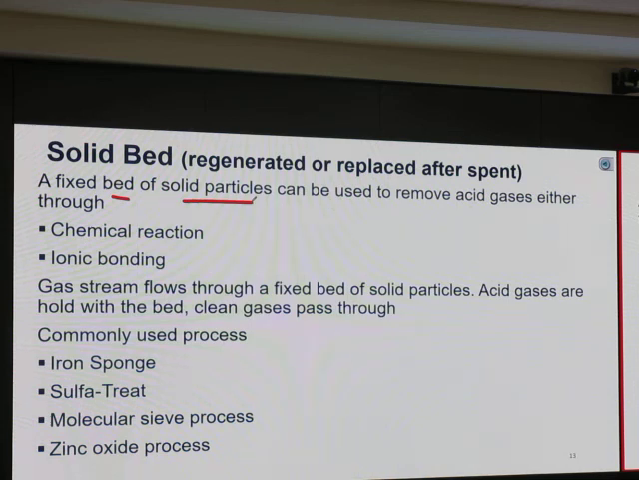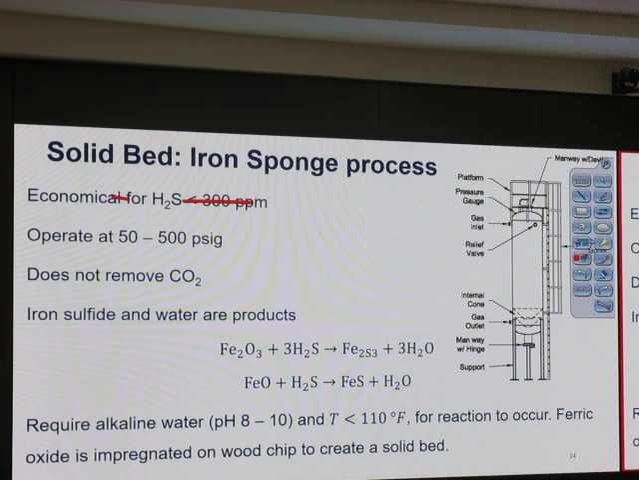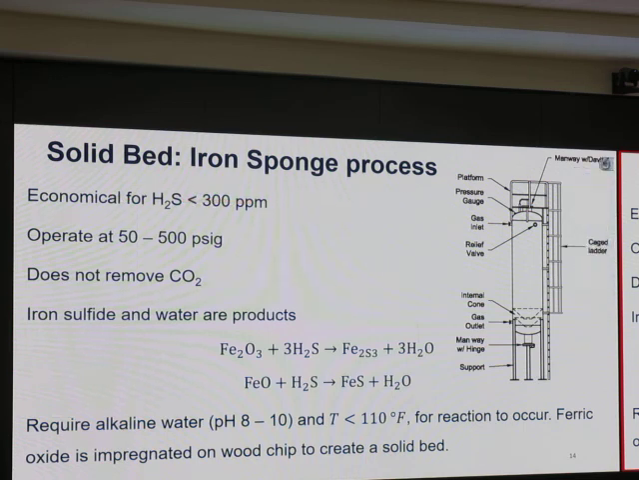A commonly used process is iron sponge. The gas stream flows through the fixed bed of solid particles. Acid gas is held in the bed, and clean gas passes through. Iron sponge process, write this down. It uses Fe2O3. So in the exam, when they ask what kind of chemical iron sponge uses to remove acid gas, the answer is Fe2O3. B is something else. C is something else.